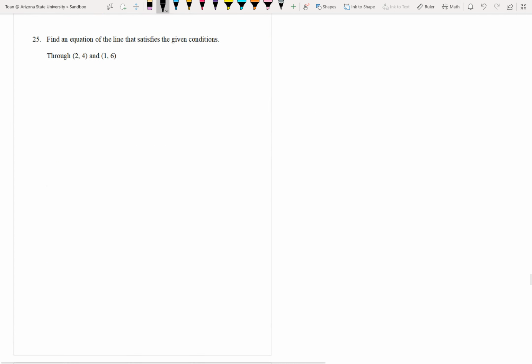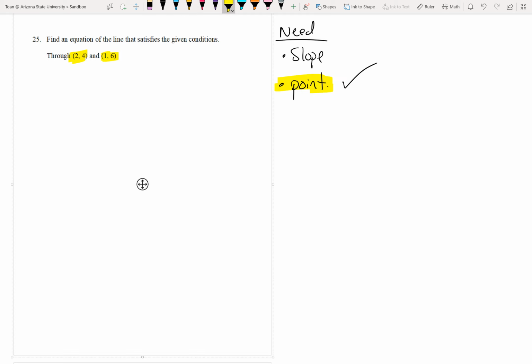Number 25, writing a linear equation. Recall that to write a linear equation, we need two pieces of information, a slope and a point. Reading the problem, they give me plenty of points. So this guy's good. We have good points here. They don't flat out tell us a slope. They don't say that your slope is this. So that means we have to go find it.